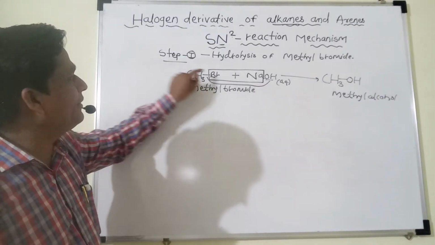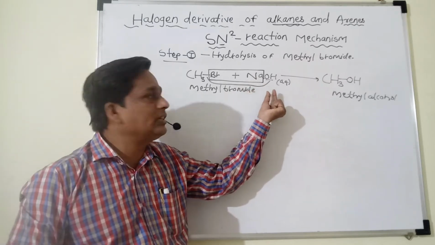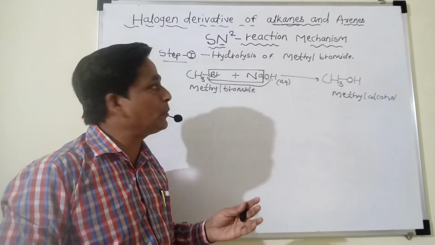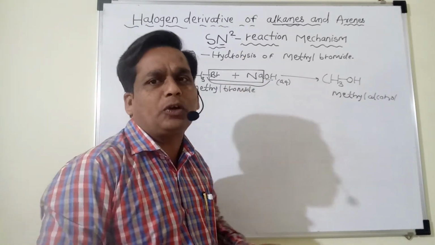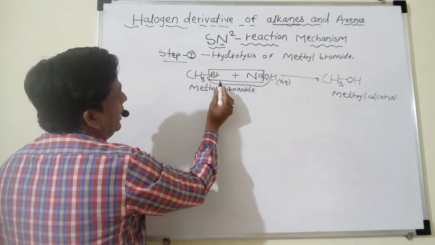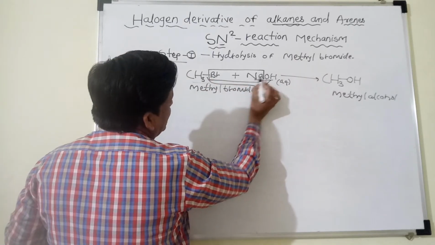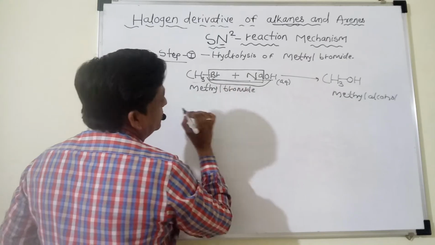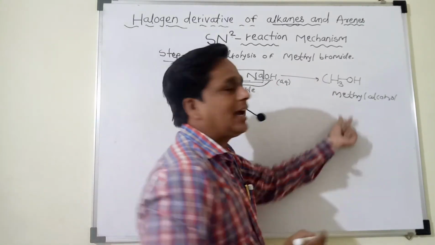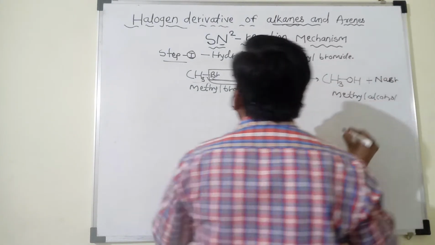So methyl bromide reacts with aqueous NaOH. Aqueous means NaOH can dissolve in water. So that's why this is a hydrolysis. Hydrolysis is the process in which we add water molecules. So from methyl bromide, the Br group is removed, and from NaOH, the Na group is removed. So NaBr is removed, and the nucleophile gets attached here, and we get methyl alcohol, and the byproduct is NaBr. So this is the first step.